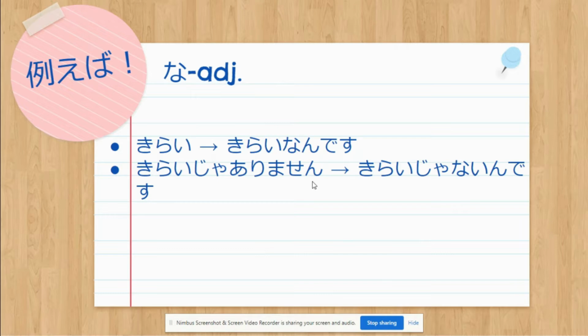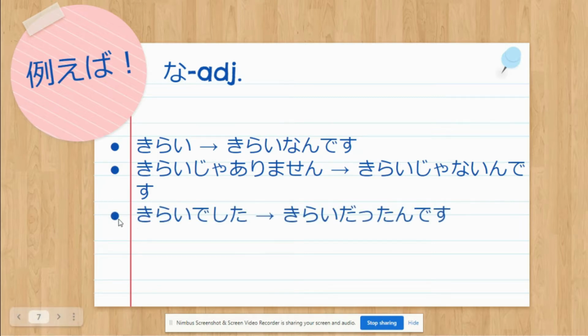And you just have to add en desu as if it's an i adjective and it becomes kirai janain desu. Next one is kirai deshita. It's a past form of the adjective. Kirai deshita becomes kirai dattan desu. So deshita is past form. When you conjugate it to its plain form, it becomes datta. So kirai datta, and then you just go ahead and add en desu, which it now becomes kirai dattan desu.